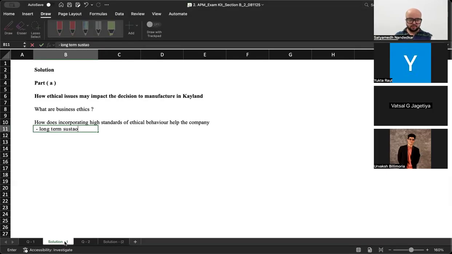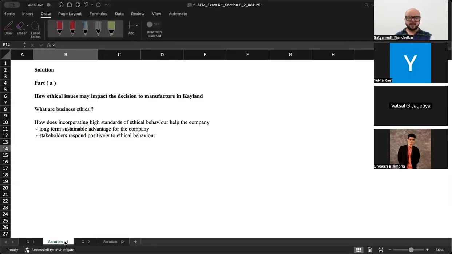Basically, long term sustainable advantage for the company. Or there is a possibility that stakeholders respond positively to ethical behavior.